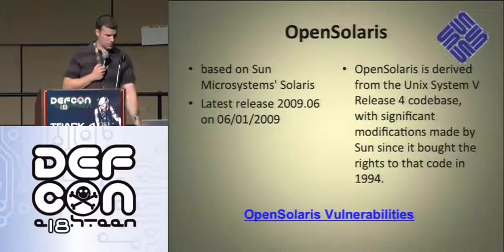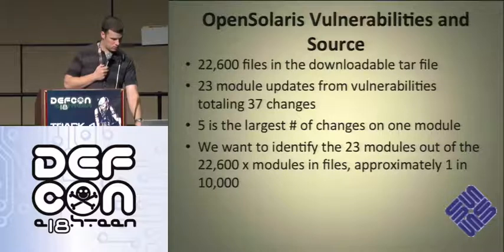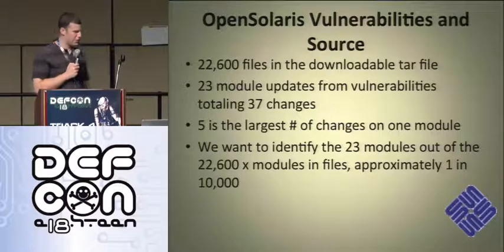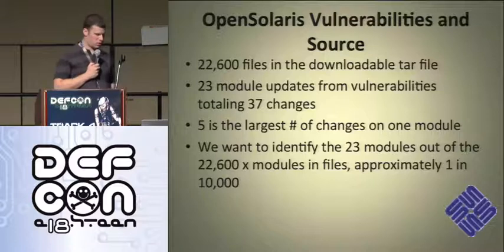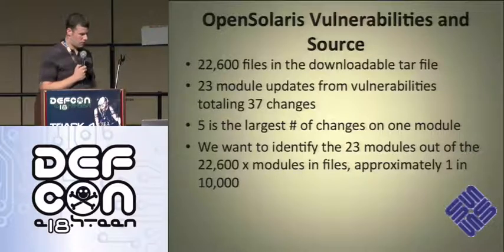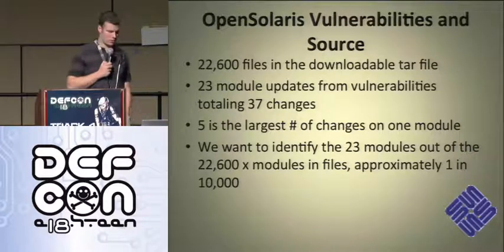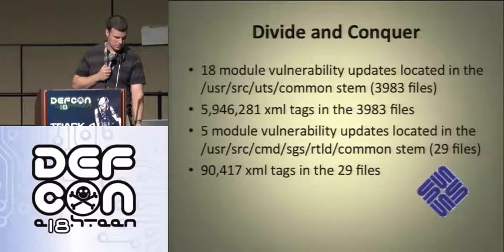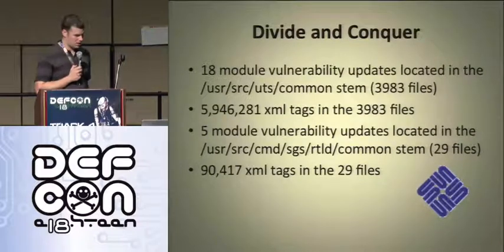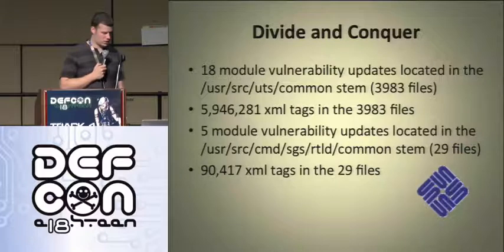OpenSolaris, I think everybody knows what that is. So we had 22,600 files, 23 module updates from vulnerabilities, totaling 37 changes. Five is the largest number of changes on one module. So we wanted to identify 23 modules out of 22,600 modules in files, which is approximately 1 in 10,000. So yeah, pretty tricky. Dolores wrote some code for this that she calls her divide and conquer.